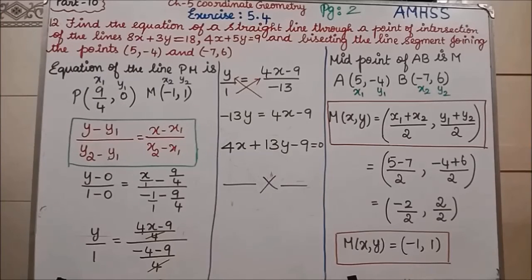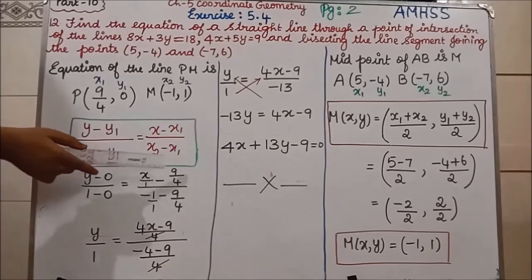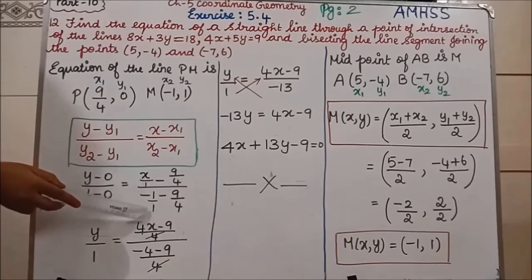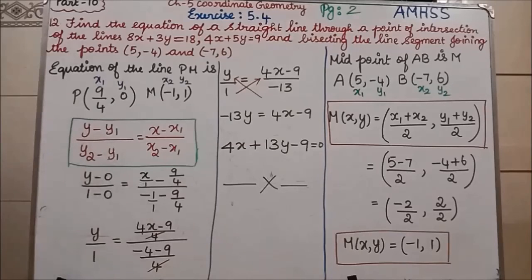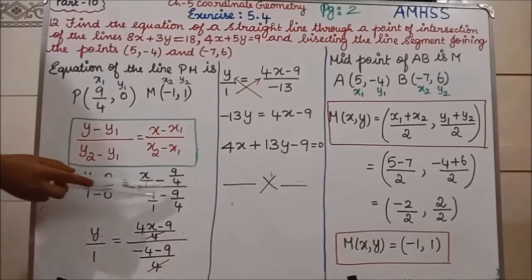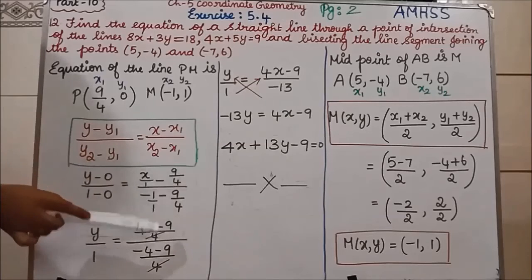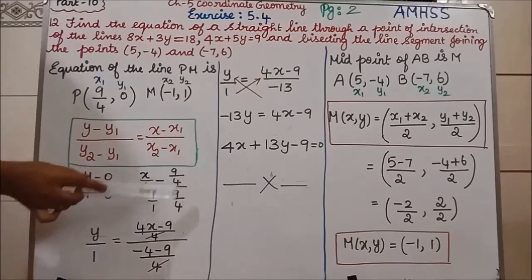Using the two-point form, we have to frame the equation. What is the formula? (y − y1)/(y2 − y1) = (x − x1)/(x2 − x1). We know what x1, y1, x2, y2 are; we are just substituting them. See students, here no denominator, I am taking the denominator as 1. Here the next step: y − 0 is y, 1 − 0 is 1. Clear? Equal to, you are doing the cross multiplication: 4 into x is 4x, 1 into 9 is 9, divided by 1 4s are 4.